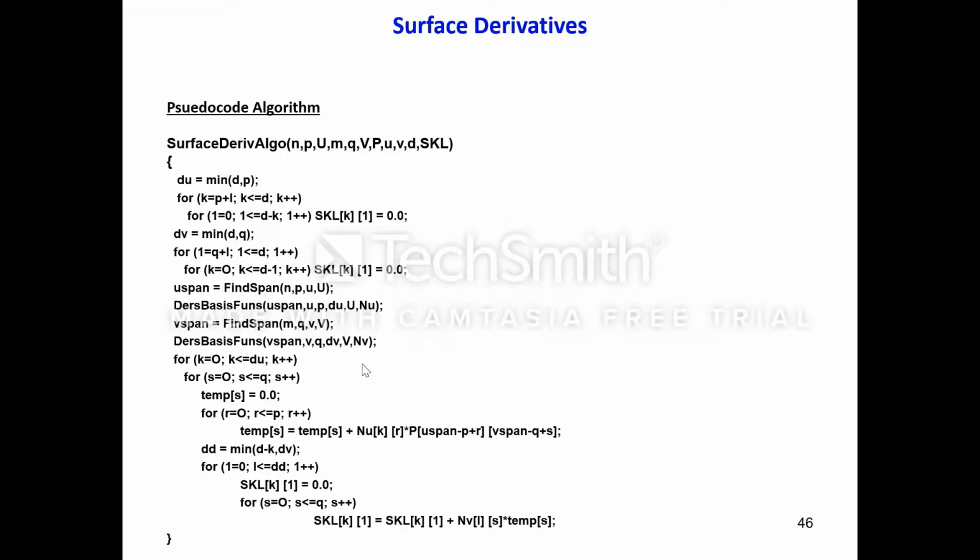As you can see, the input is n, p, U, m, q, V, P, u, v, d, and the output is SKL, where SKL is the derivative of S of u, v with respect to u, k times and v, l times. For fixed k, 0 to d, there is a local array temp which stores a vector product of N_r,k(u) and P_rs, while being multiplied with N_s,q,l(v) for l within 0 and d minus k. Arrays NU and NV are used to store the derivatives of the basis function.